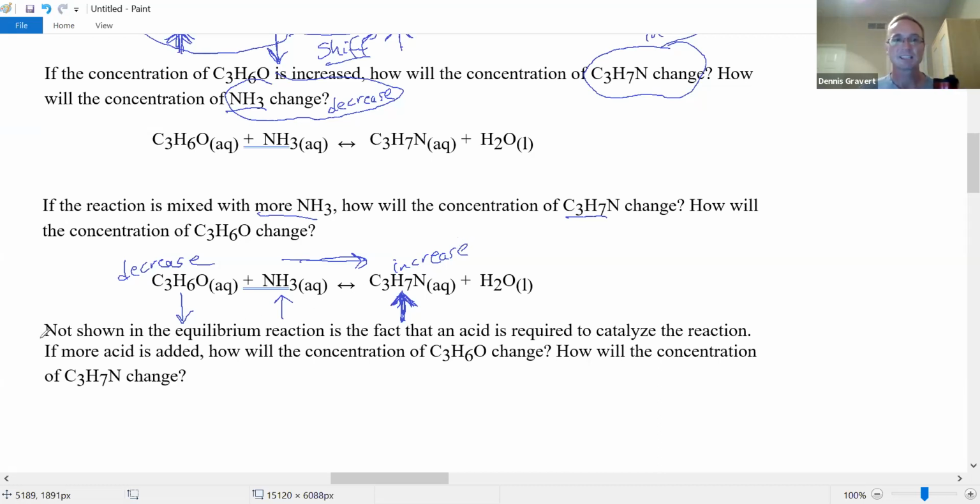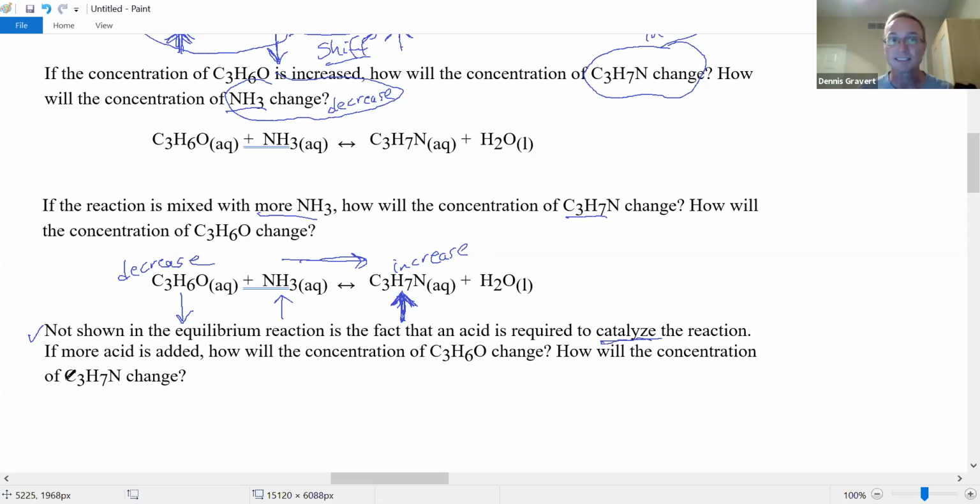Cool. Next question. Not shown in the equilibrium reaction is the fact that an acid is required to catalyze the reaction. So at room temperature, normal amounts, the reaction is too slow. So whoever sets this up says, well, let's add a little acid. Where's the acid in the balanced equation? It's not a reactant or a product, it's a catalyst, something that speeds up a reaction but doesn't get used up. It's not going to be a reactant, and it's not a product being produced. It's something you add. It's special, it just speeds up the reaction without being used up.